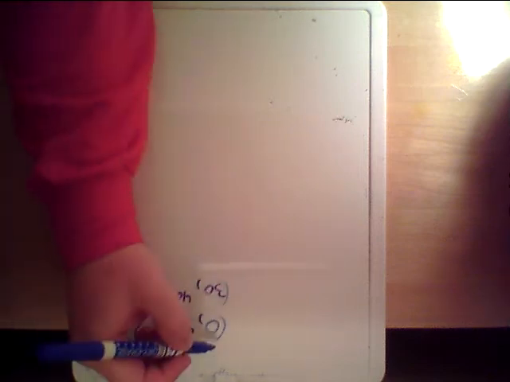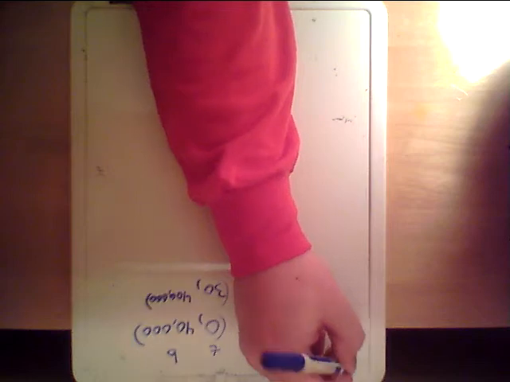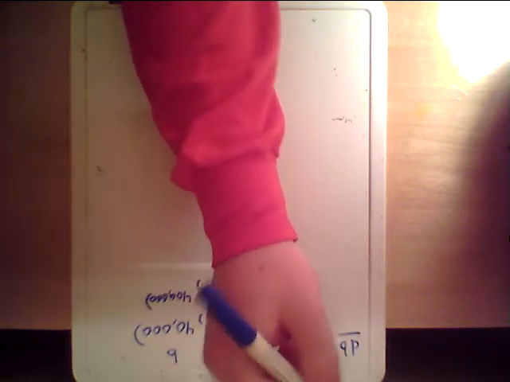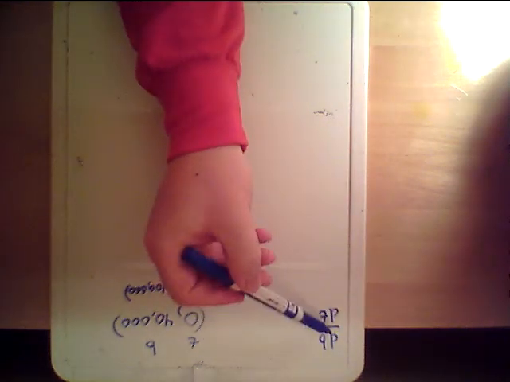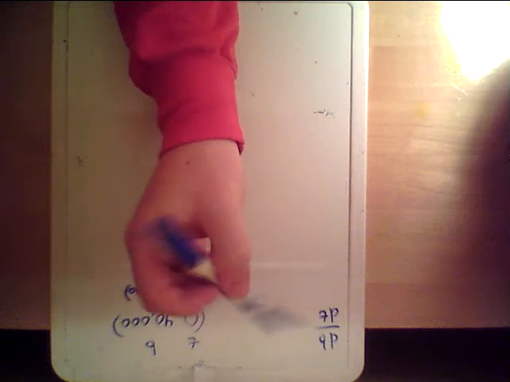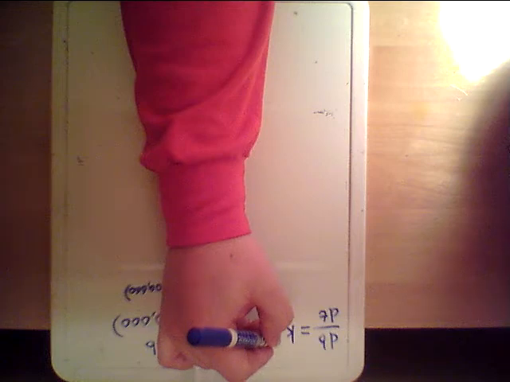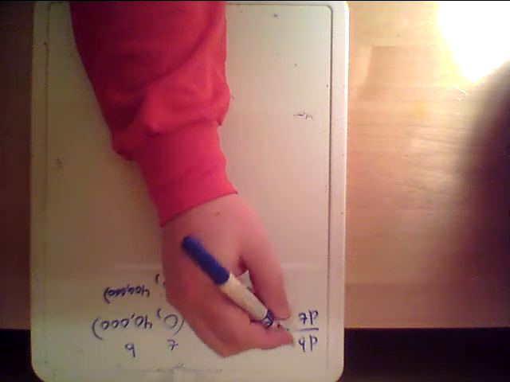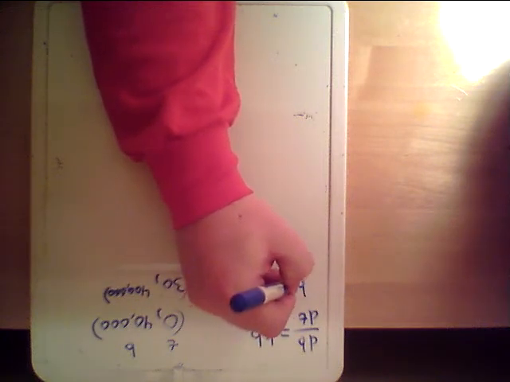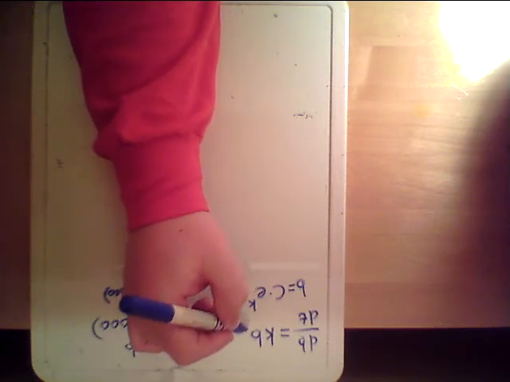Okay, so we'll call this T for time, and we'll call this B for bacteria. So the change in the amount of bacteria with respect to time, dB dt, is equal to some constant, K, times B. And the solution to this differential equation is B equals some other constant, C, times e to the KT.